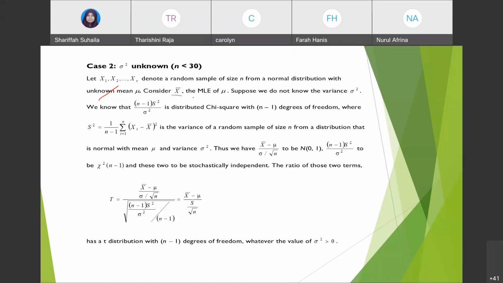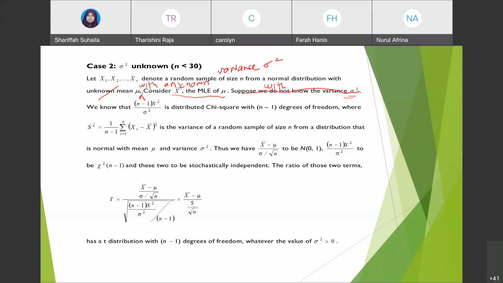Okay, consider that x bar is the MLE of mu. So itu mesti ada dalam kita punya explanation. Suppose that we do not know the variance sigma square. Okay, maksudnya consider x bar is the MLE of mu with unknown variance, variance sigma square. So ini tak perlu tulis lah kalau kita tulis situ.